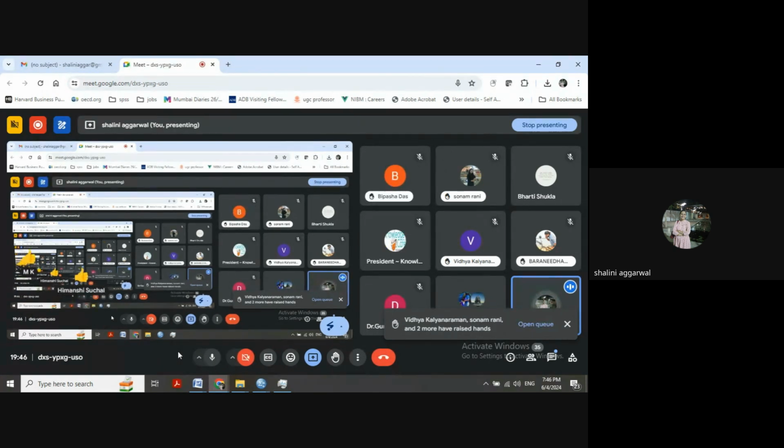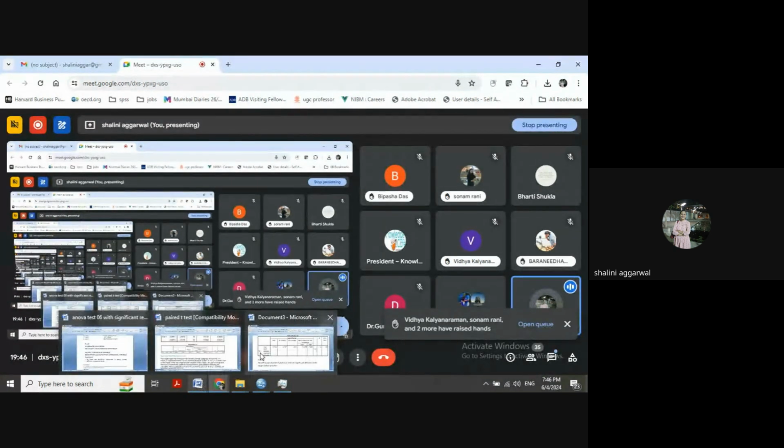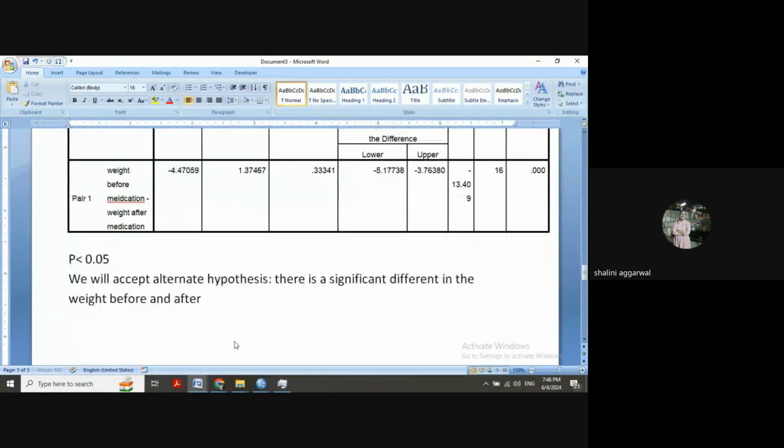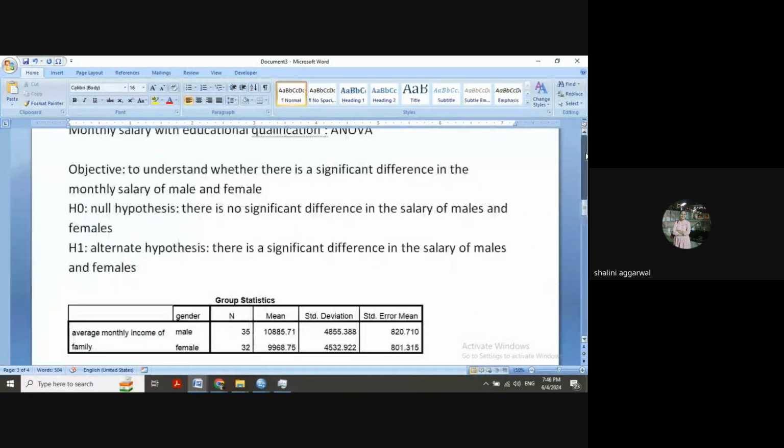Okay, nice. So let's move to the third test of today, and that is called ANOVA, right? ANOVA. I already gave an example. So I'll take you through it using the same example. Let me take you to this.